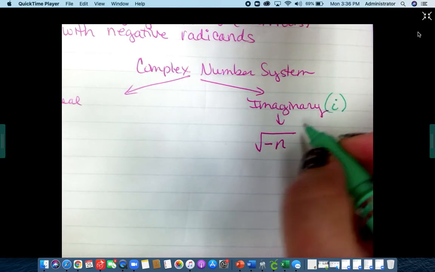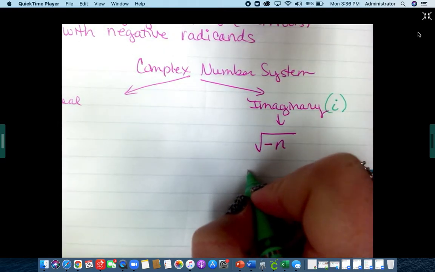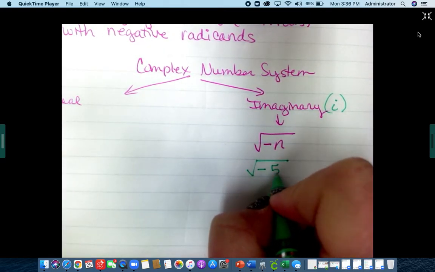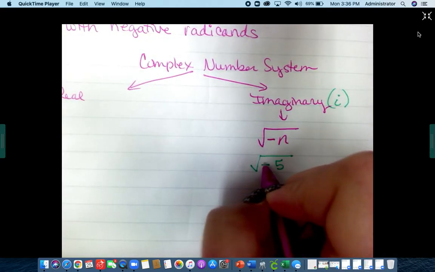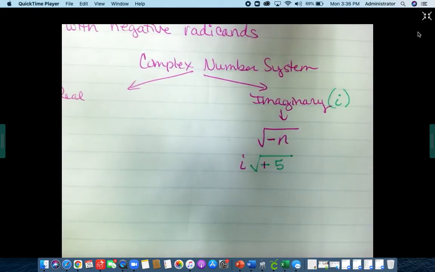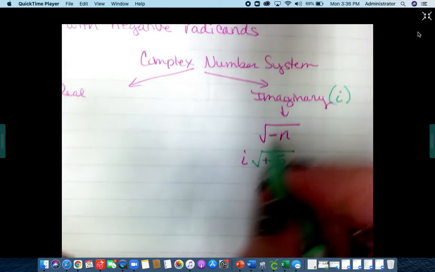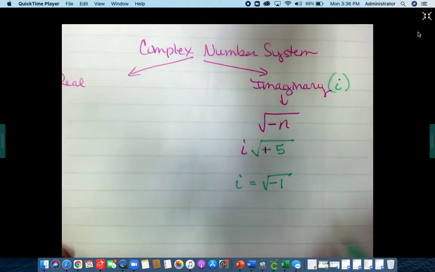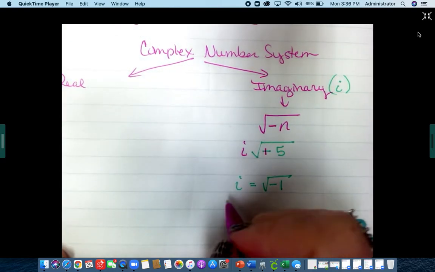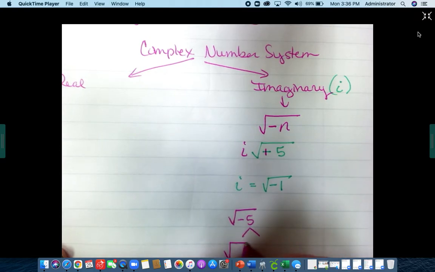Now what this means is whenever we see the square root of a negative number, say the square root of -5, the first thing I want you to do is go, oh, this means I need to put an i out front and make it positive. And why? Because the imaginary number i is equal to the square root of -1. So that means when I have the square root of -5, that's actually the square root of -1 times the square root of 5.